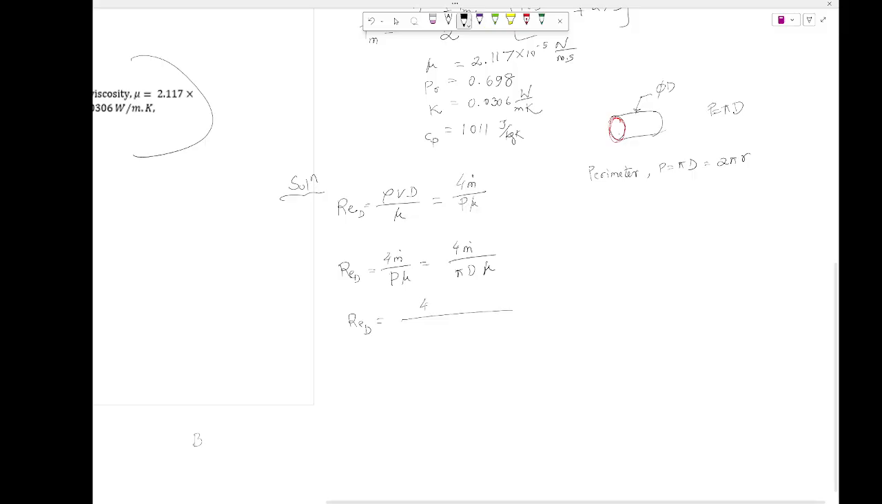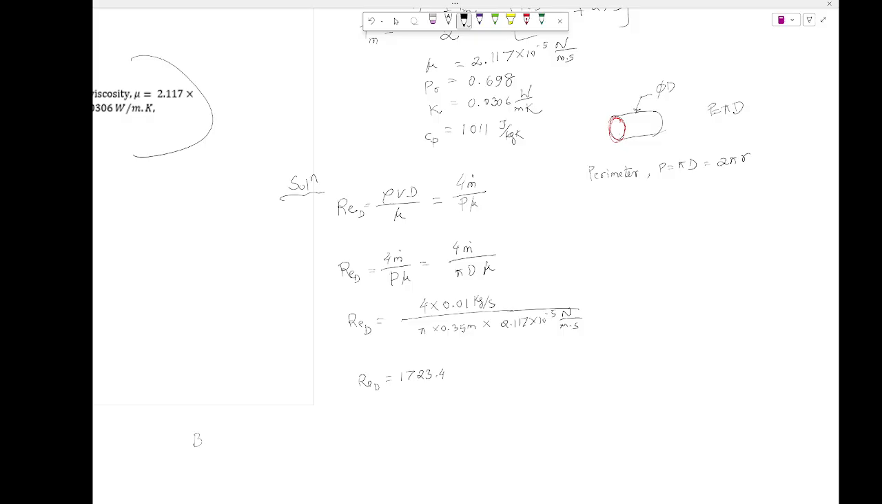You guys are not taking class notes? 0.01 kg per second, and then pi times 0.35 meter multiplied by 2.117 times 10 to the power minus 5 Newton second per meter squared, right? What is the value of Reynolds number we're going to get? It is 1723.4.